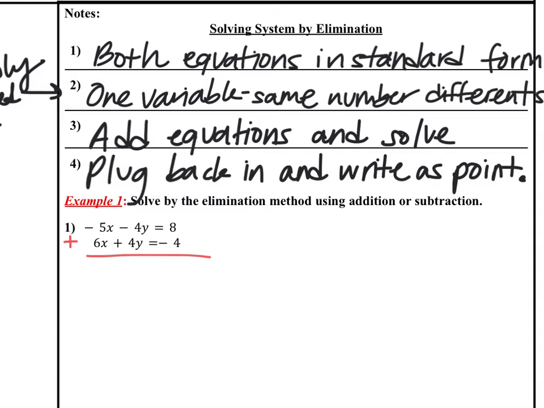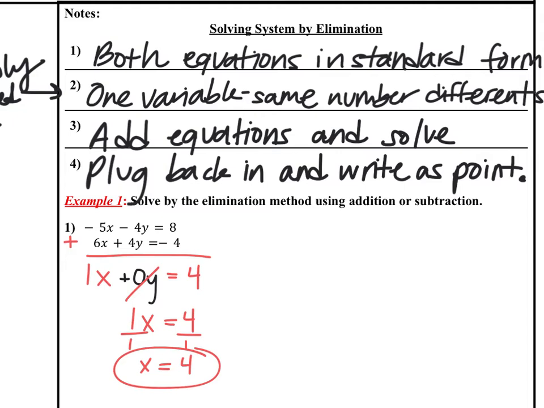Okay, we'll put a plus sign. When I add those together, negative 5 plus 6x would give me 1x. Negative 4y plus 4y would give me 0y. And then 8 plus negative 4 would give me positive 4. Now here's the thing, 0y doesn't do anything for us. This is called elimination, and what you're trying to do is eliminate one of the variables, basically get rid of it so that you can solve for the other. So this is gone. We don't care about that. So all we have left is 1x equals 4. If you divide by 1, then x equals 4. Ta-da!